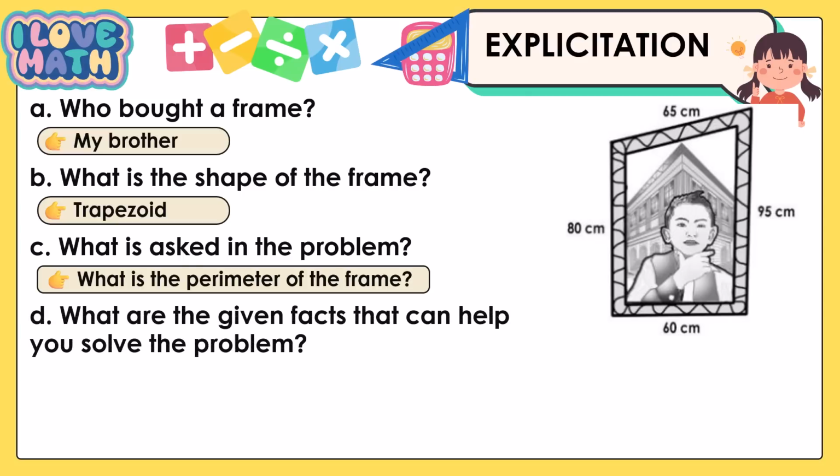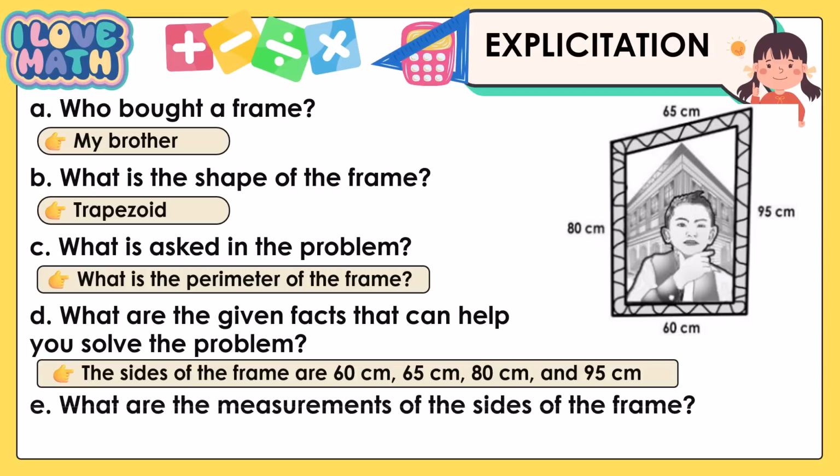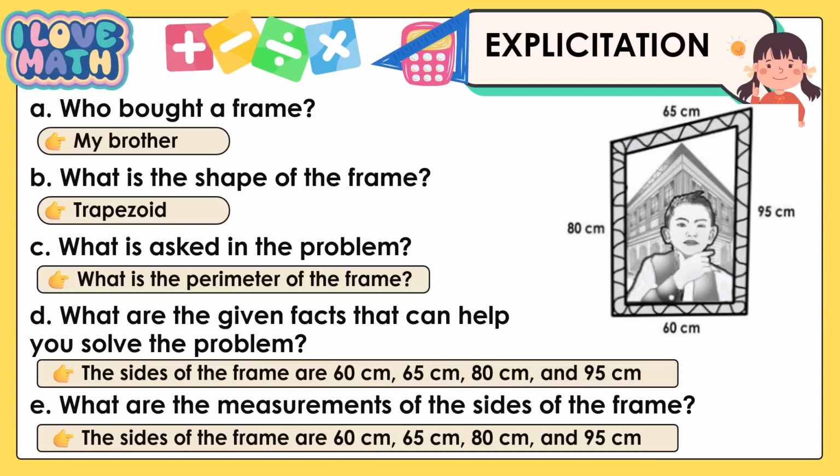D. What are the given facts that can help you solve the problem? The answer, the sides of the frame are 60 centimeters, 65 centimeters, 80 centimeters, and 95 centimeters. E. What are the measurements of the sides of the frame? The answer, the sides of the frame are 60 centimeters, 65 centimeters, 80 centimeters, and 95 centimeters.